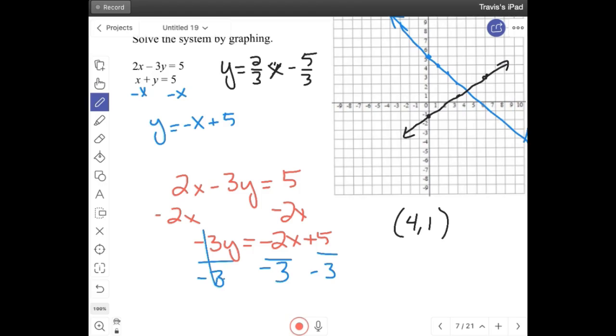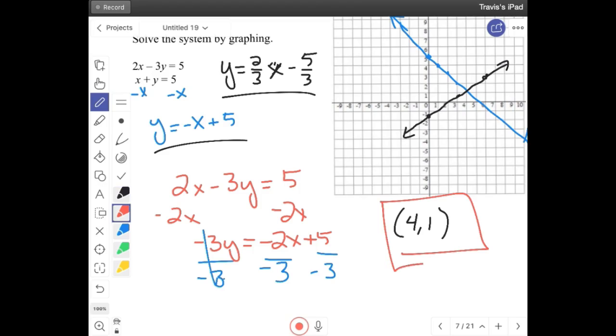Is that intersection point. And just to be sure, I'm going to plug those values in. So with my simple equation here, negative 4 plus 5 is definitely 1. And for my equation up here, 4 times 2/3, so that's going to be 8/3 minus 5/3 is definitely 3/3, which is also 1. So this point will be what we're dealing with. Not as bad as I thought.